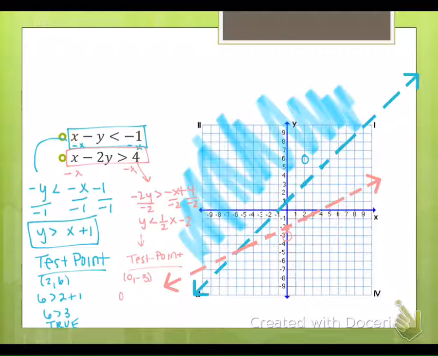So I go back to the original. I guess you technically don't have to go back to the original, but if you want to, you can. So is 6 greater than 4, Katie? Yes. So we're good there. We'll shade there.